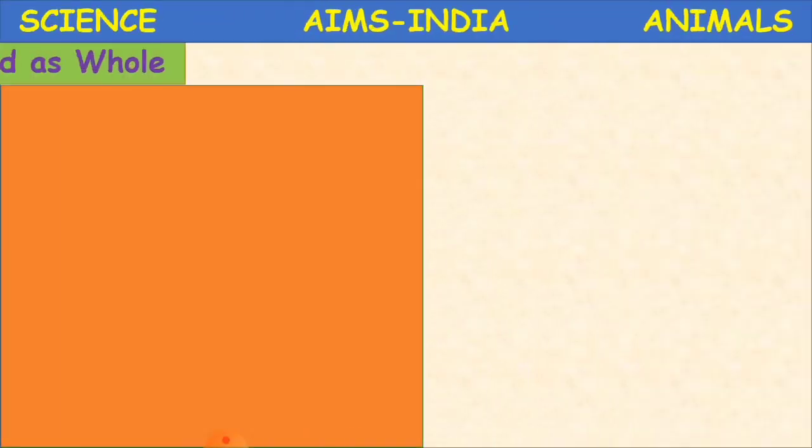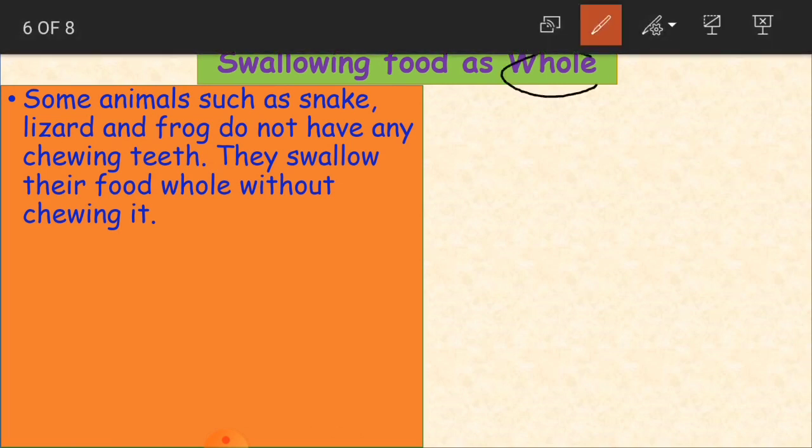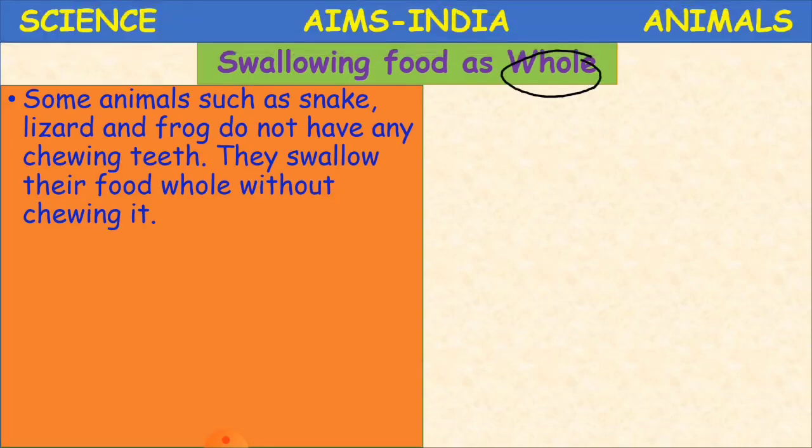Clear? Yes, now we'll see about swallowing food whole. Whole is nothing but as it is. If you have a potato in front of you, for example, and you take the total potato without cutting it into pieces and swallow it as it is, we call it food whole. Whole in the sense as it is, without cutting into pieces, without tearing it. Okay, children? So this we call whole.